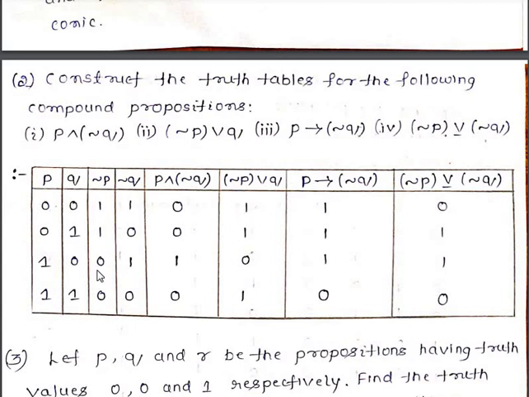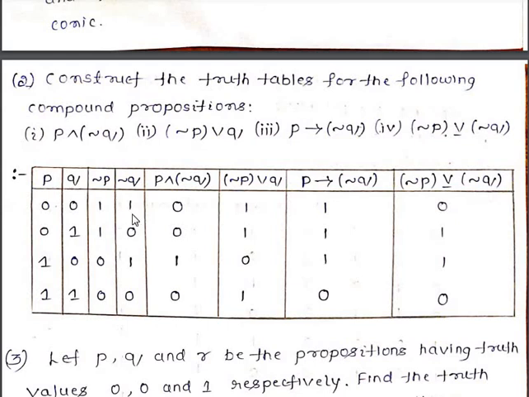1, 1 gives 1. 0, 0 gives 0. 0, 1 gives 1. P, if P then negation Q. This is conditional. So we have to consider P, negation Q. Remember, when P is true and Q is false, then only it is false. In all other cases, it will be true.